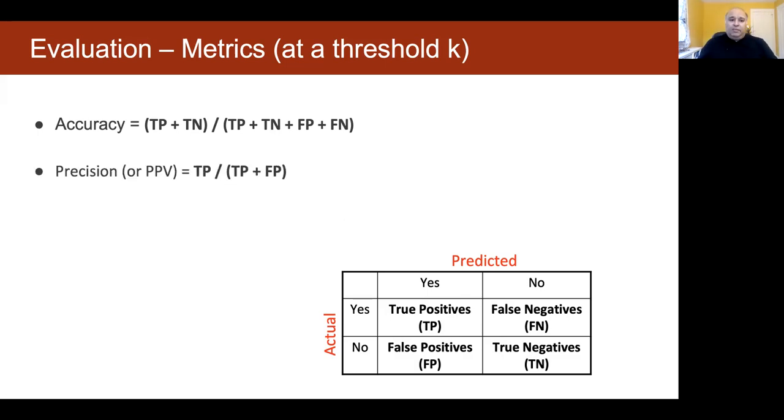Second, precision. Some synonyms for you: another term for precision in other disciplines is positive predictive value, PPV. You're going to hear that a lot in public health and epi. Precision is, of all the things you classified as positive, all the predicted yeses, how many were you correct about? The correct ones were true positives. Your total predicted yeses were true positives plus false positives. And so that's your precision.